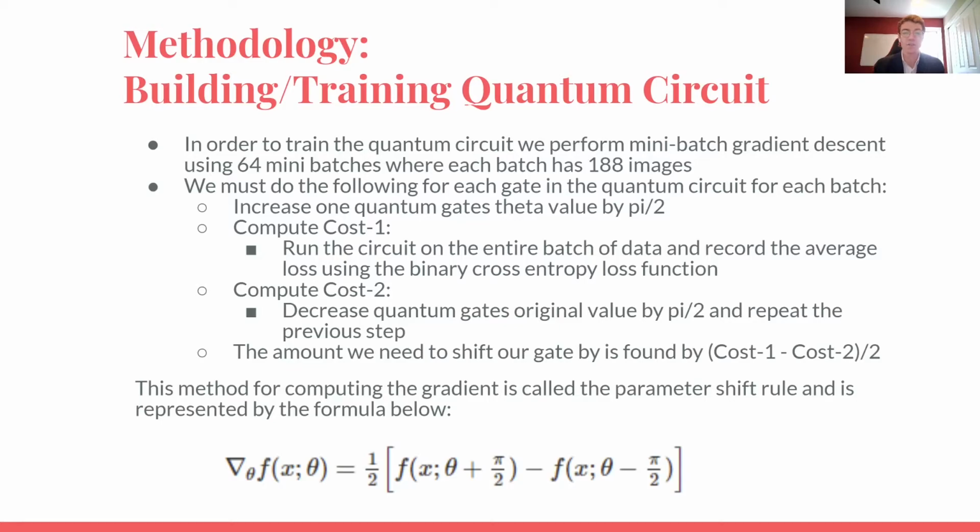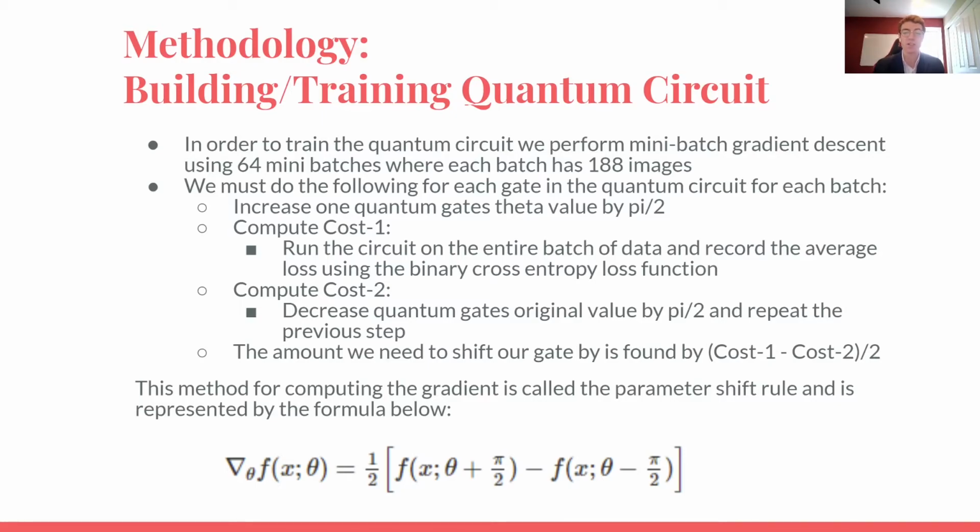To find the value to shift our current quantum gate by, we first increase our current gate's value by pi over 2, and then run the circuit 8,000 times over each image so we can get all the corresponding probabilities for our current batch. Using these probabilities, we can compute the average loss over the batch of data using the binary cross entropy loss function. We then do the same exact thing, but instead of increasing our value by pi over 2 for the current gate, we decrease our value by pi over 2. Once we have these two average costs, we can subtract our second cost from our first and divide that number by 2. Lastly, we multiply this number by a learning rate and shift our gate's value by the final result.